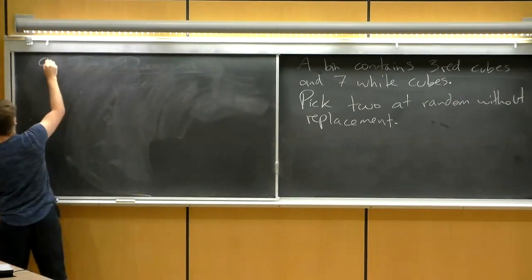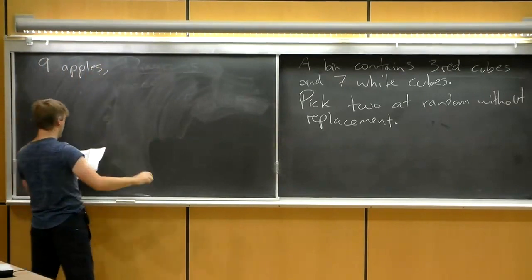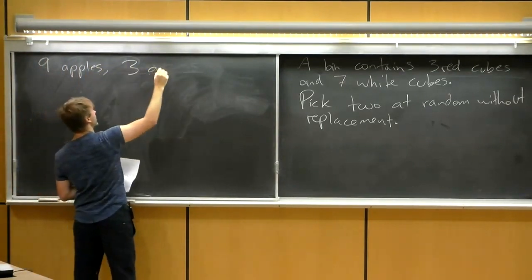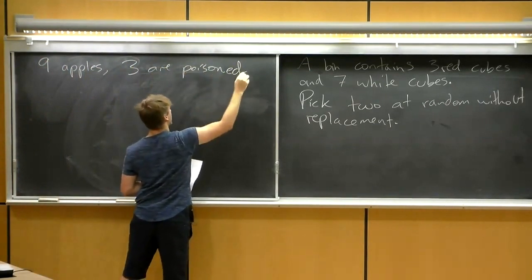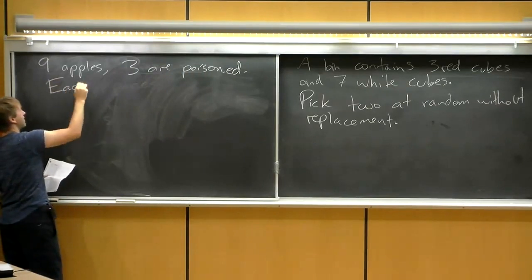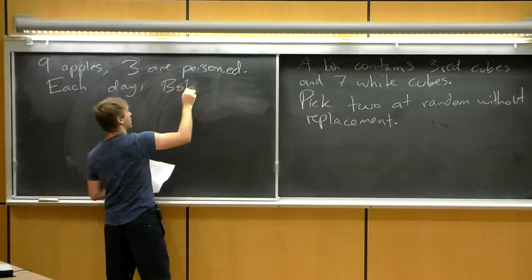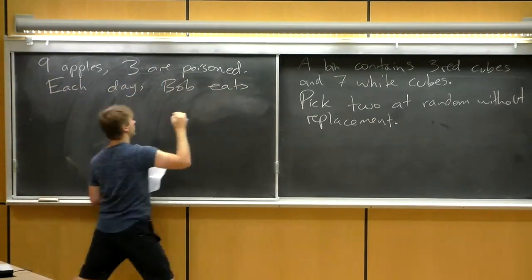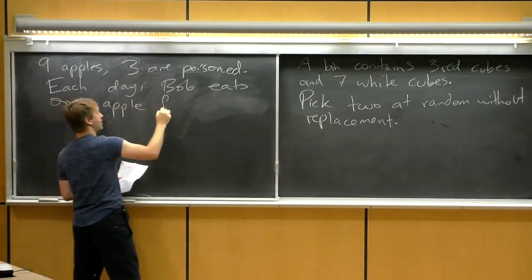So there are 9 apples, but 3 are poisoned. Each day, Bob eats 1 apple for breakfast.